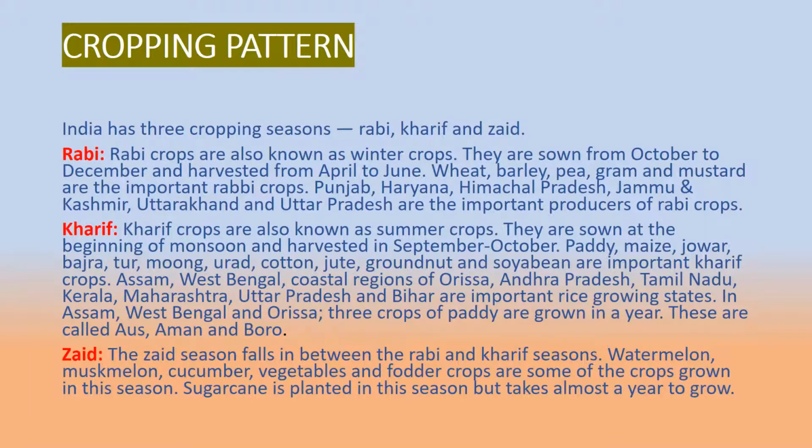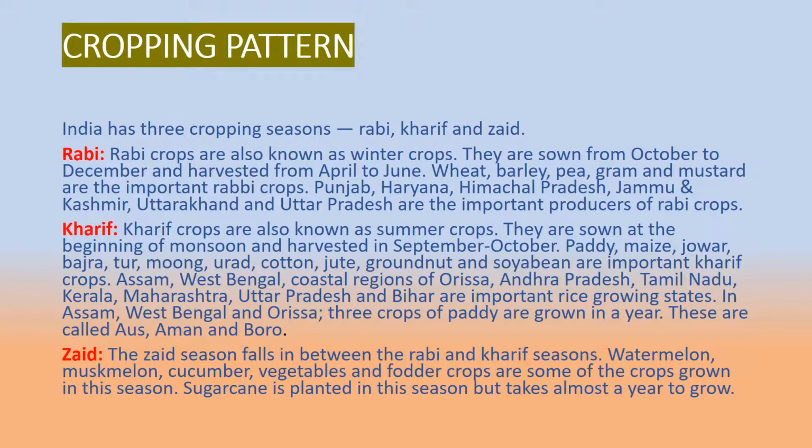India has 3 cropping seasons: Rabi, Kharif, and Zaid. Rabi crops are also known as winter crops. They are sown from October to December and harvested from April to June. Wheat, barley, pea, gram, and mustard are the important Rabi crops. Punjab, Haryana, Himachal Pradesh, Jammu and Kashmir, Uttarakhand, and Uttar Pradesh are the important producers of Rabi crops.